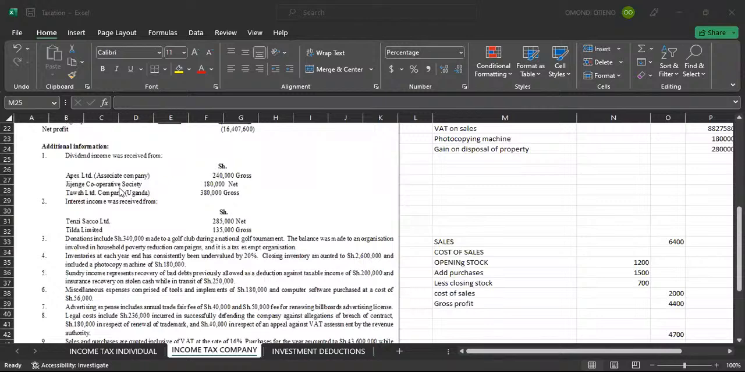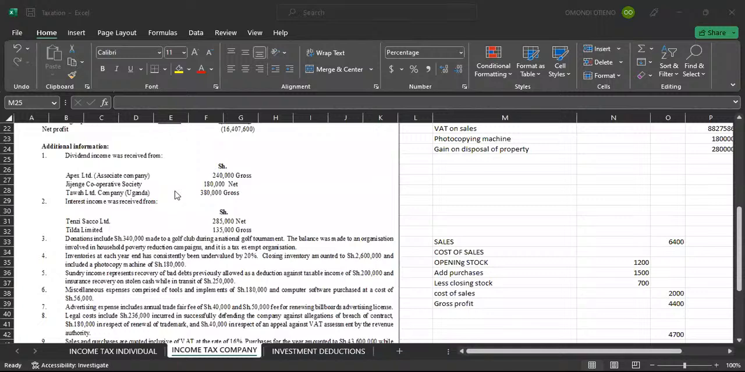So we now get to this place under additional information number 1. Dividends income received from Apex Limited, an associate company. Apex Limited, that's an associate company. They received dividends of 240,000 gross.